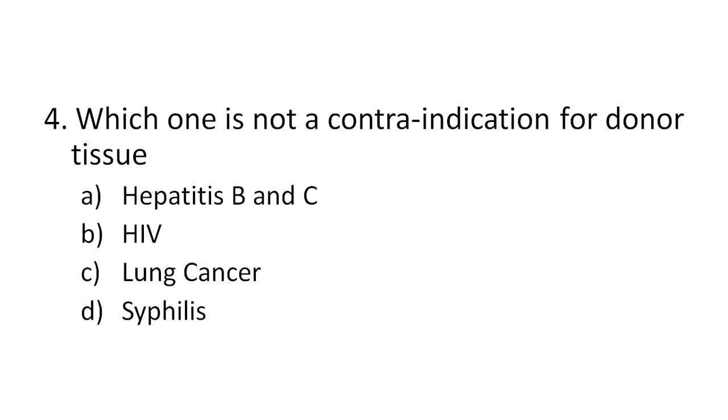Question number 4. Which one is not a contraindication for the donor tissue? A. Hepatitis B and C, B. HIV, C. Lung cancer, D. Syphilis. The correct answer is, of course, C, lung cancer.